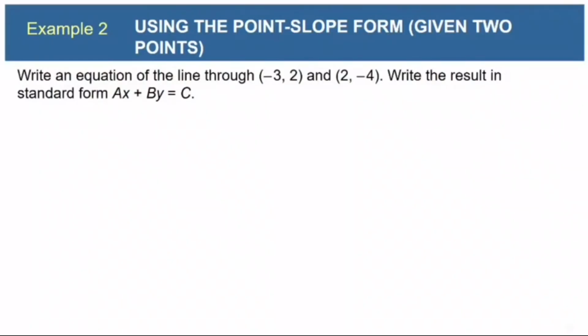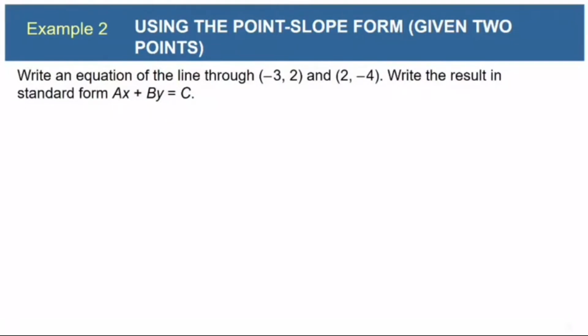What we need to do is use these 2 points to calculate the slope, and then use the slope that we calculate and either point we choose in the point-slope formula. At the end, we'll write the result in standard form, which means A will be positive, A, B, and C will all be integers, and A, B, and C should not all be divisible by the same number.